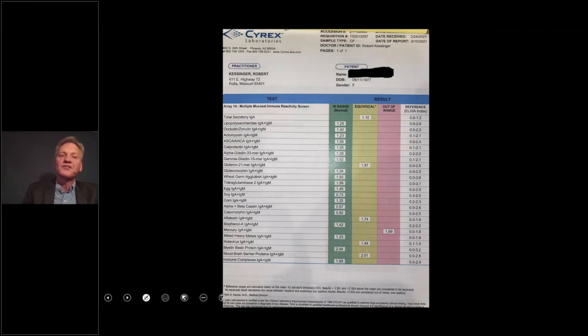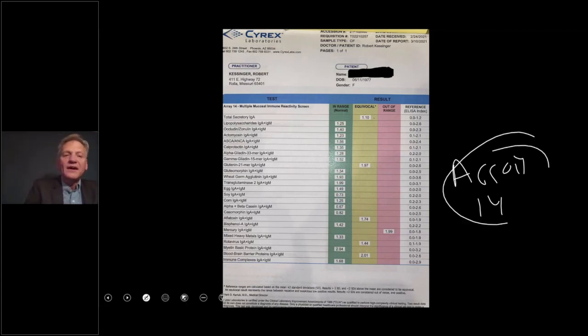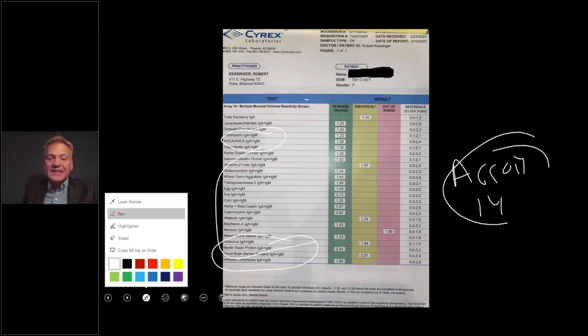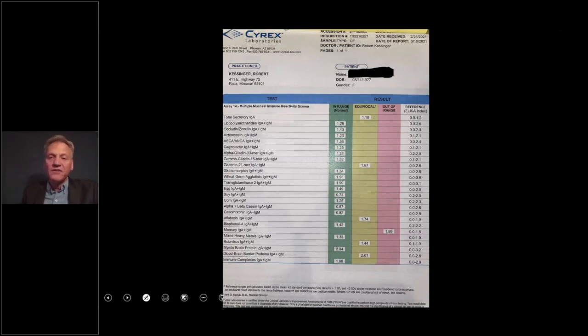There's another test. This is array number 14. This is probably my latest, greatest favorite test. What it does is it checks for leaky gut. It also checks for leaky brain. It checks for foods you could be cross-reacting to, the gluten. It checks for autoimmune. It checks for so many things. Don't skip this test. If you have an autoimmune case and they're more difficult, you have to know what's going on in the GI test.